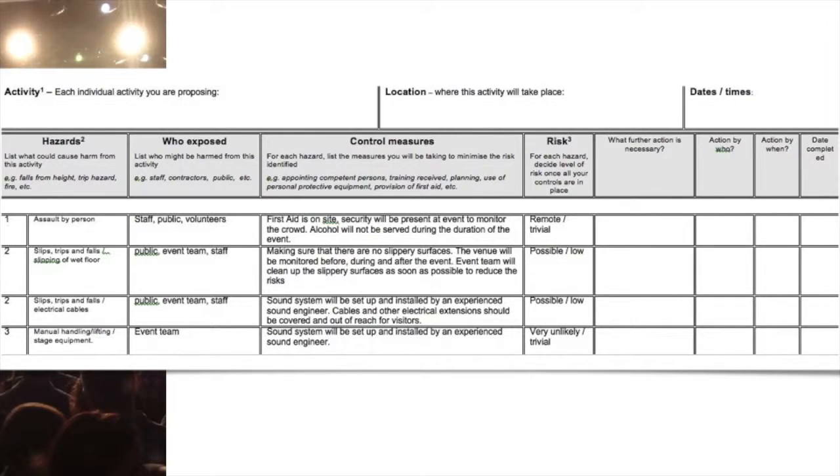Now, if the risk is high, you fill in what further action is necessary as well. So it might be that you need to increase security, or you need to look at your performances that you have on stage, the music, for example, because if the music is quite aggressive, it might have an effect on the mood of your audience. So you can put measures in place. But that's basically what a risk assessment will look like.